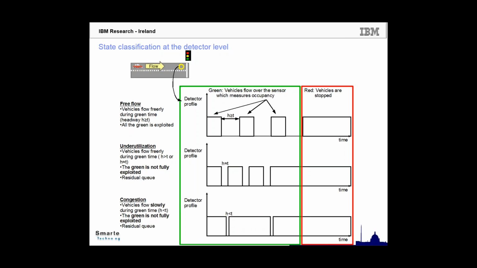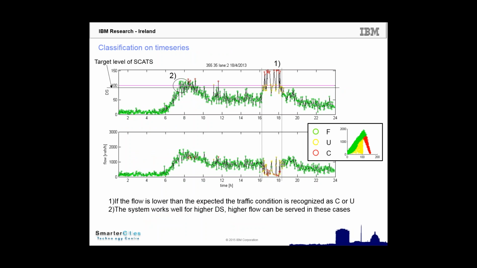Then there is the third state, that is the congestion one. In this state, the vehicles are not going freely, so they are actually waiting. They're going very slowly over the detector. So in this case, you have a residual queue, and the congestion is very severe. So if you look at the time series, in this case, of a day in April 2013, you can observe that we can get quite a few insights from this classification of traffic.